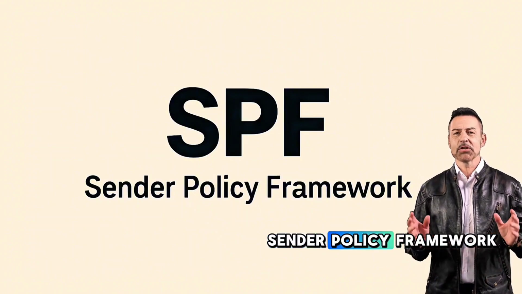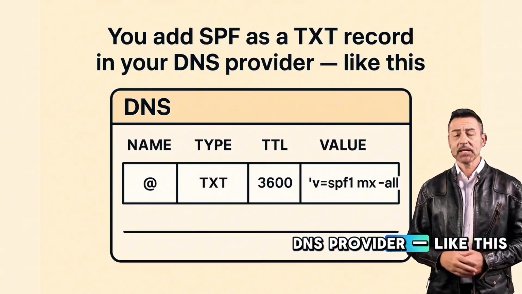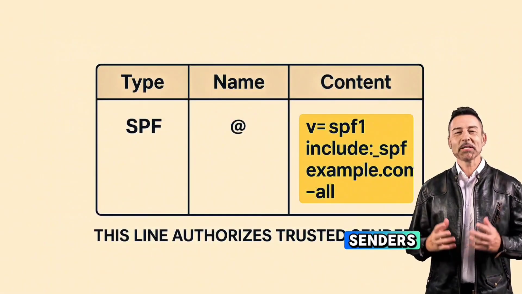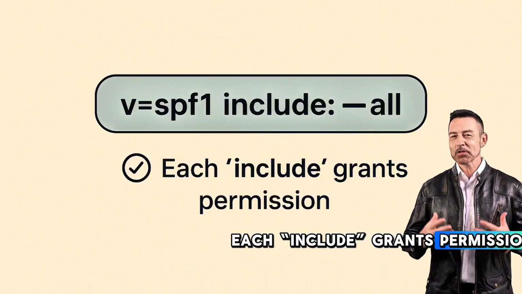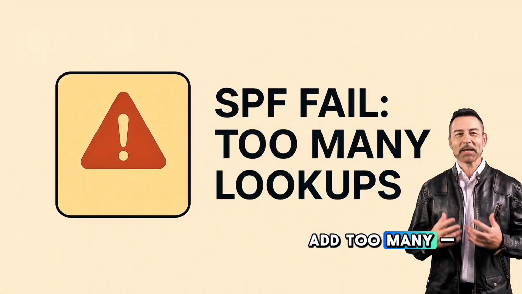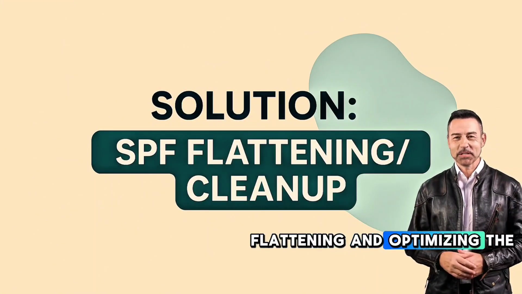SPF, Sender Policy Framework. You add SPF as a TXT record in your DNS provider. Like this. This line authorizes trusted senders. Each include grants permission. Like this one, miss one, and mail can fail. Add too many, and the record breaks. We fix this by flattening and optimizing the record.